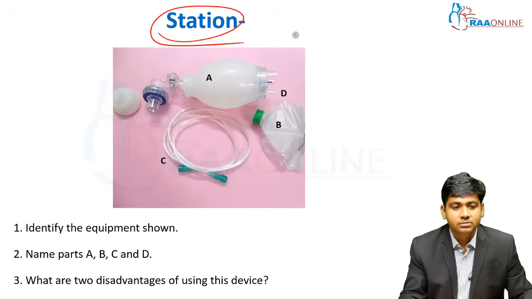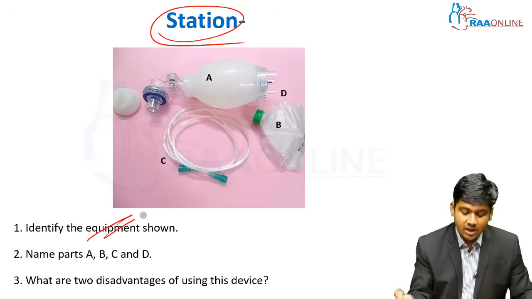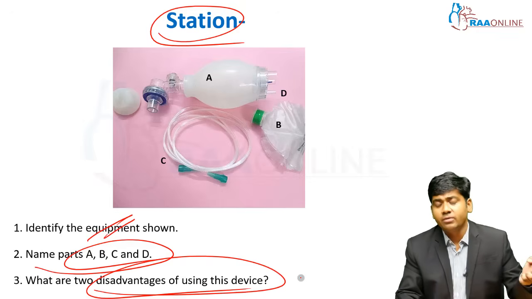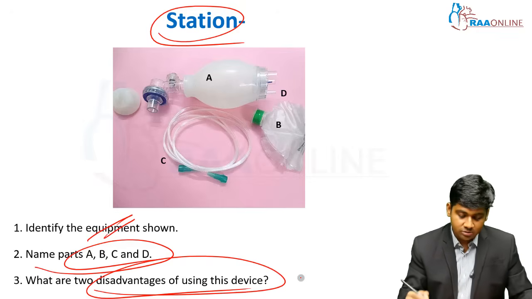This is the Ambu bag. Identify the equipment. Name the parts A, B, C, and D. What are the two disadvantages? Because it is a self-inflating bag. Okay, so these two disadvantages will definitely be asked.